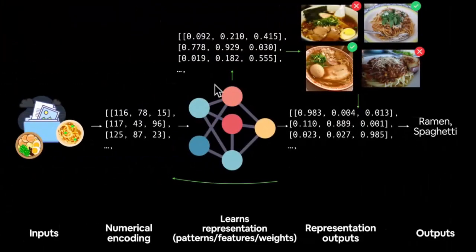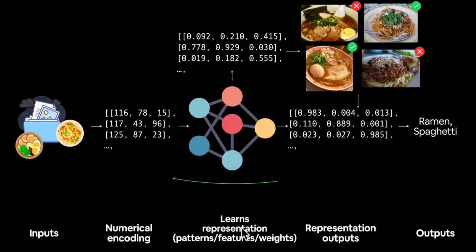This is what neural networks use to initialize their weights, in other words, the patterns that they're trying to learn in our data. So if we imagine this diagram here, we have our inputs. Say we had pictures of food that we're trying to classify into ramen or spaghetti. We might turn that into tensors. We'll see how to do this in a future project. So this is our numerical encoding of our images. Then we might pass that numerical encoding to the input layer of our neural network.